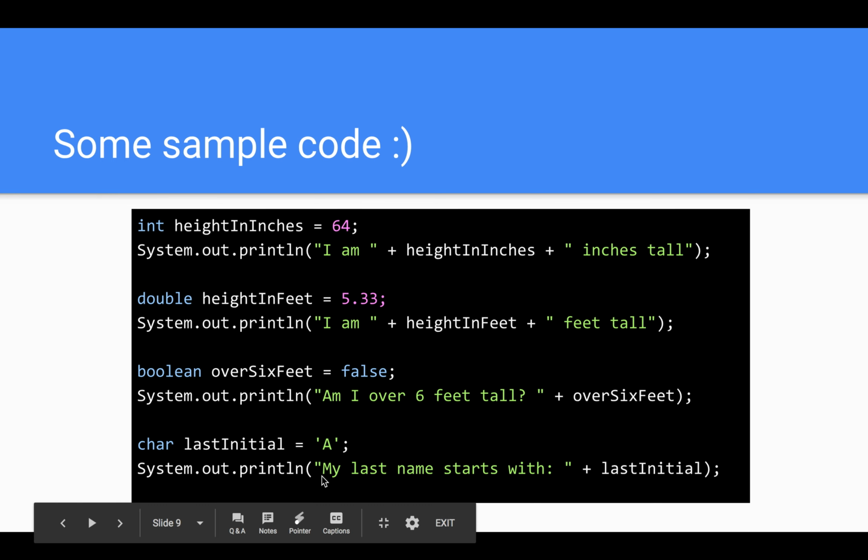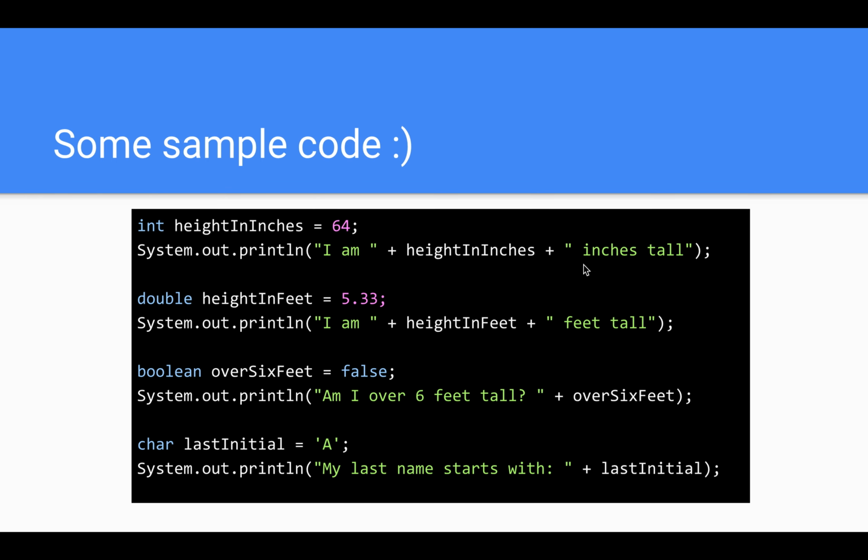and this will print out my last name starts with an A. So in this case, you have to have this plus between the variable names and any text that you want to print out. And you also have to have quotes around any text that you're printing.